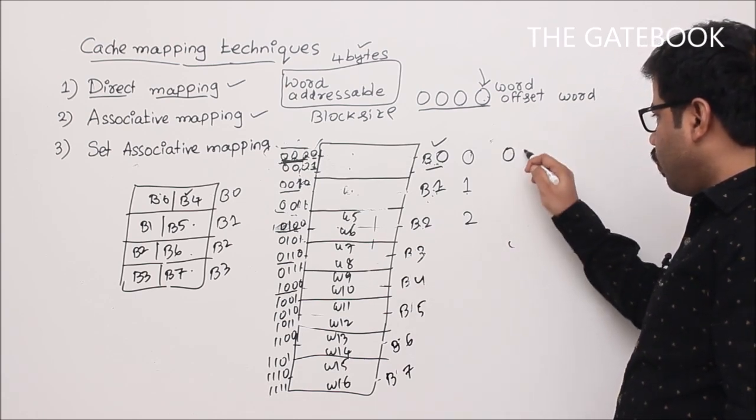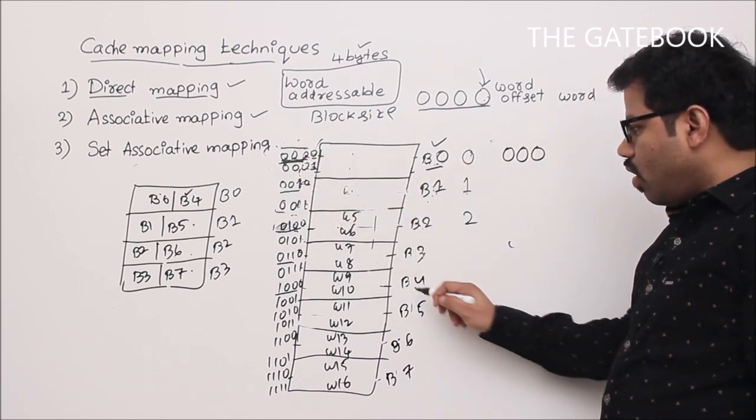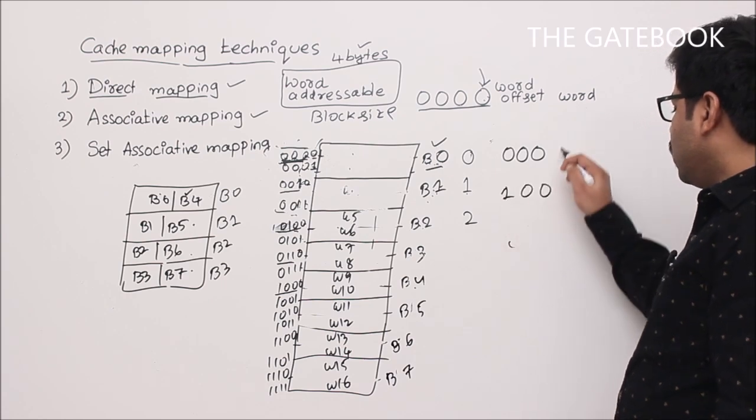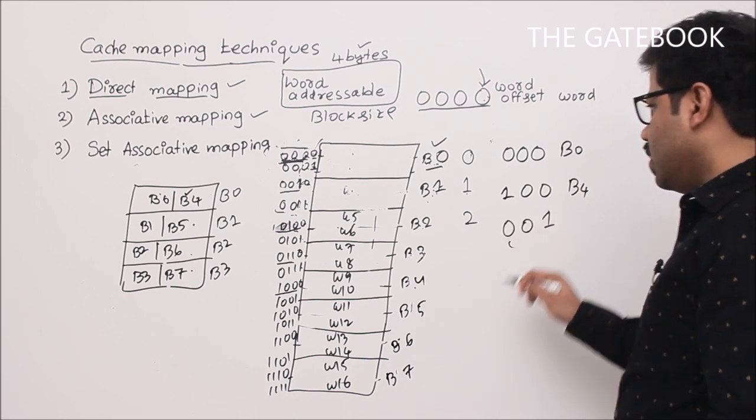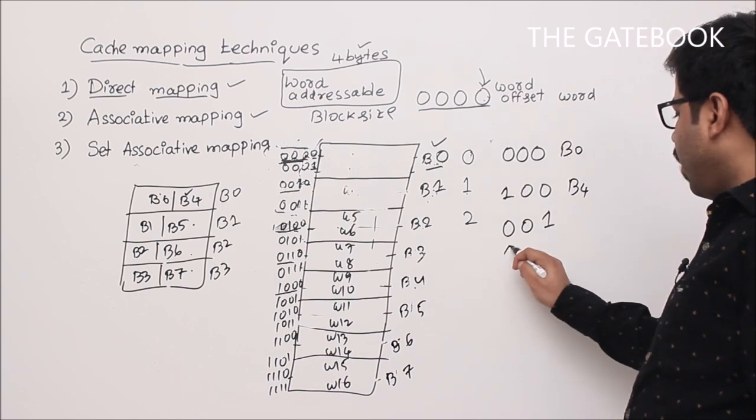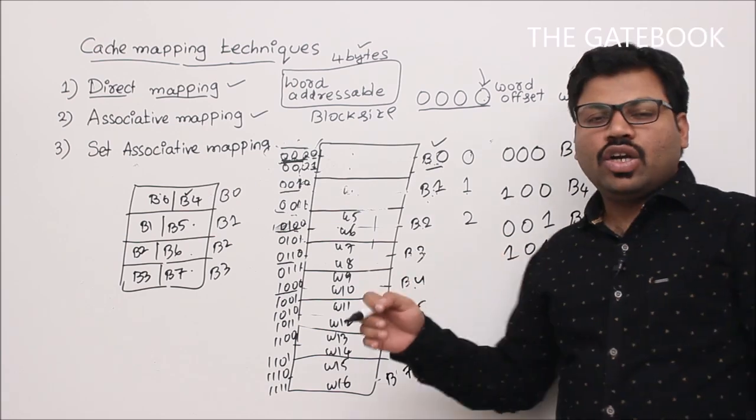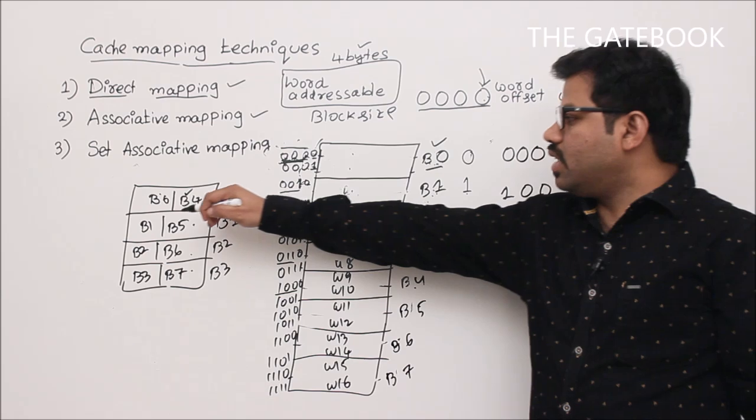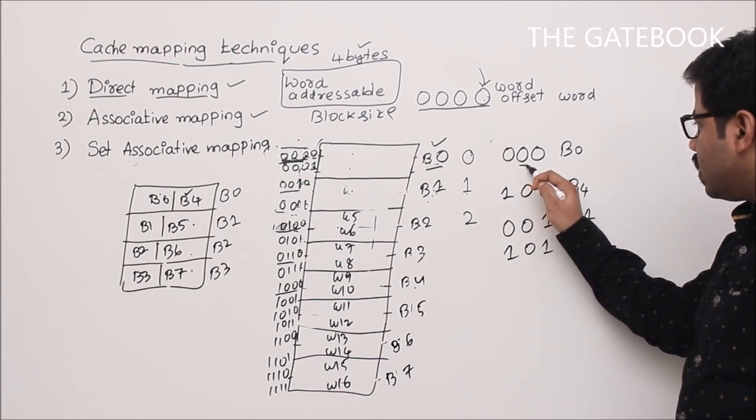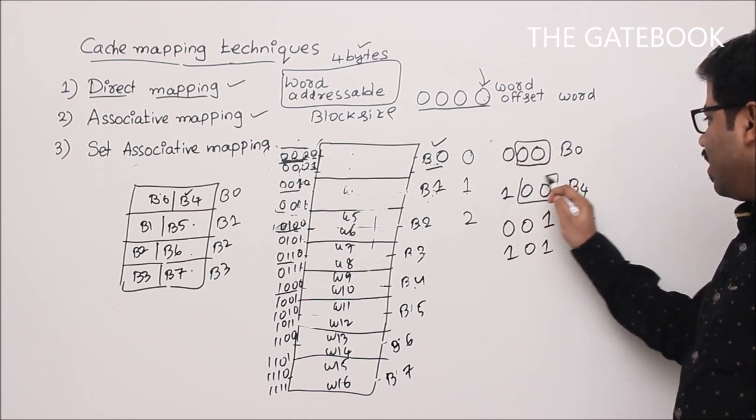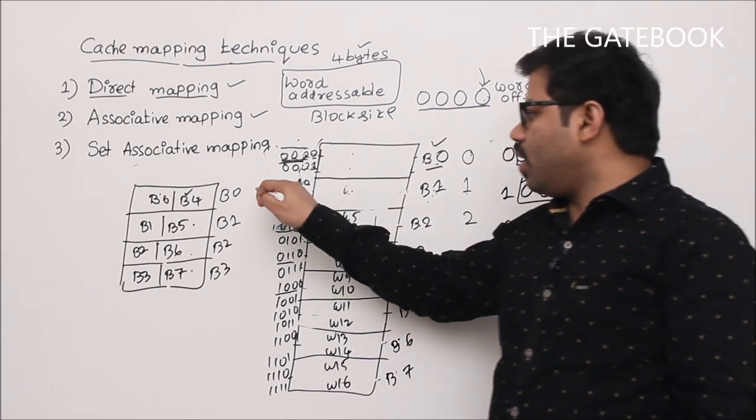Now let us focus on B0 and B4's binary patterns. In B0's binary pattern, these 3 bits represent the block number: 0 0 0. B4's block number is 1 0 0, right? So this is B0, this is B4. Similarly, B1's block number is 0 0 1, isn't it? B5's block number binary pattern is 1 0 1. So we should have some strategy to easily map B0 and B4 to the same block number 0. For that, we use these 2 digits, because they are not changing here. Whenever these 2 bits are zeros, then we can map to block number 0.